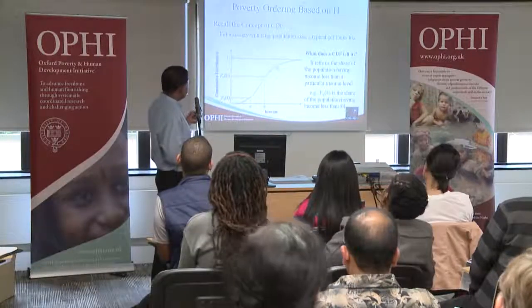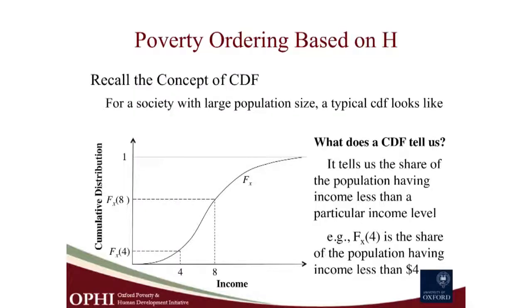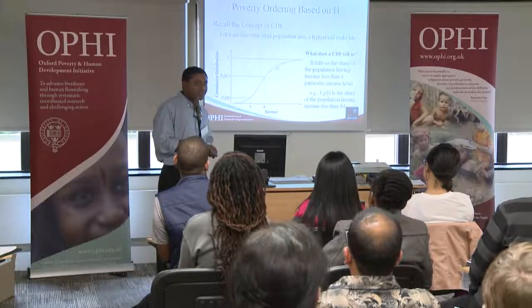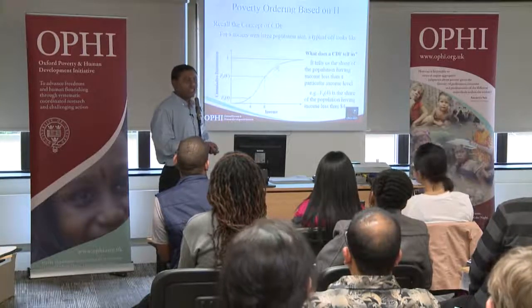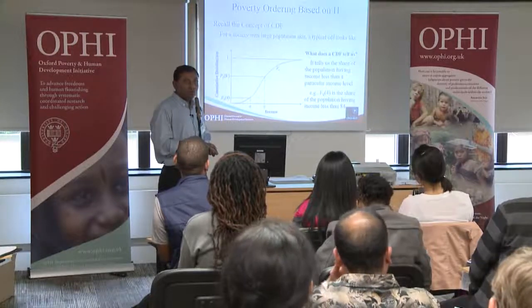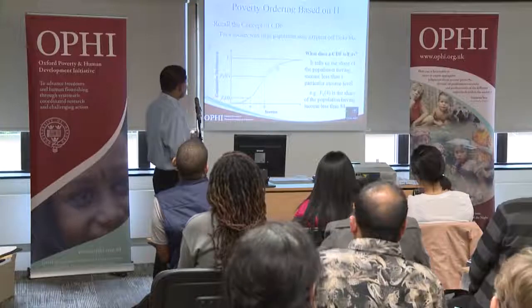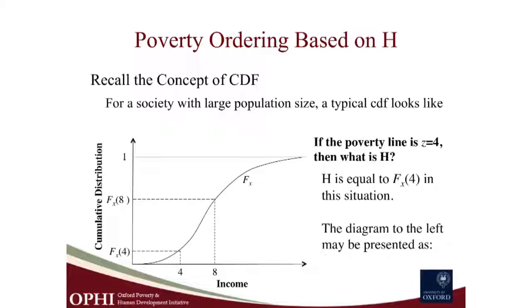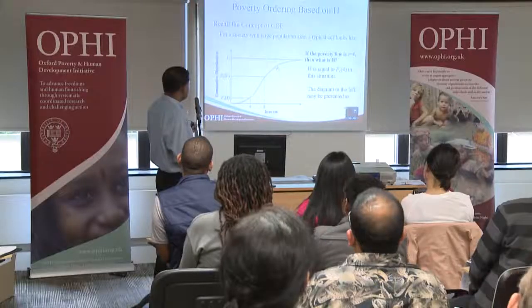So for a society with a large population size, the typical CDF looks like this. And what does it tell us? It tells us the share of population having income less than a particular poverty line. Can you link it with a measure? Which measure? Yes, head count ratio, because head count ratio counts the number of poor below a particular line. So, if the poverty line is 4, what is the H, F of x in this situation? This is H here. If the poverty line is 8, what is the head count ratio? This is the head count ratio.